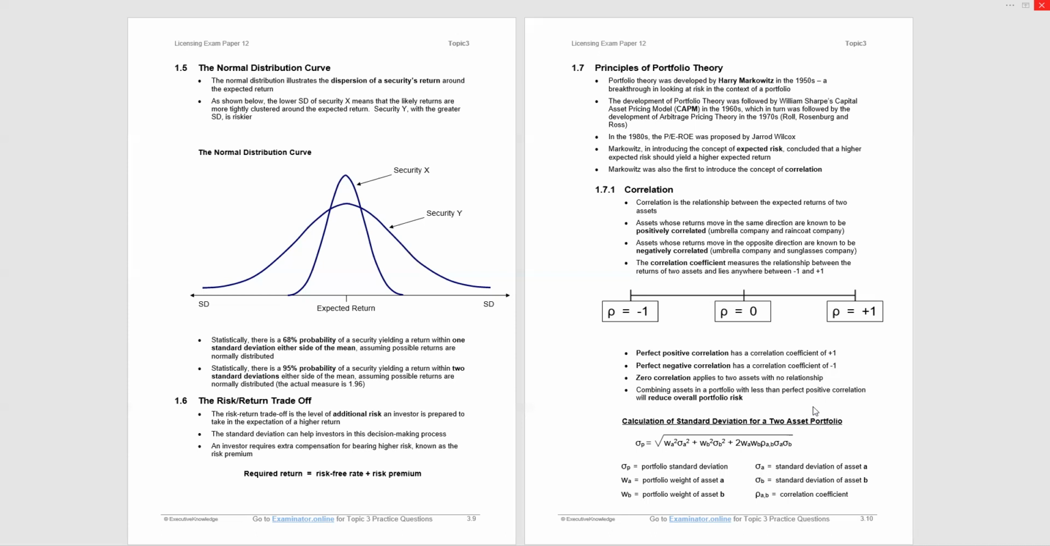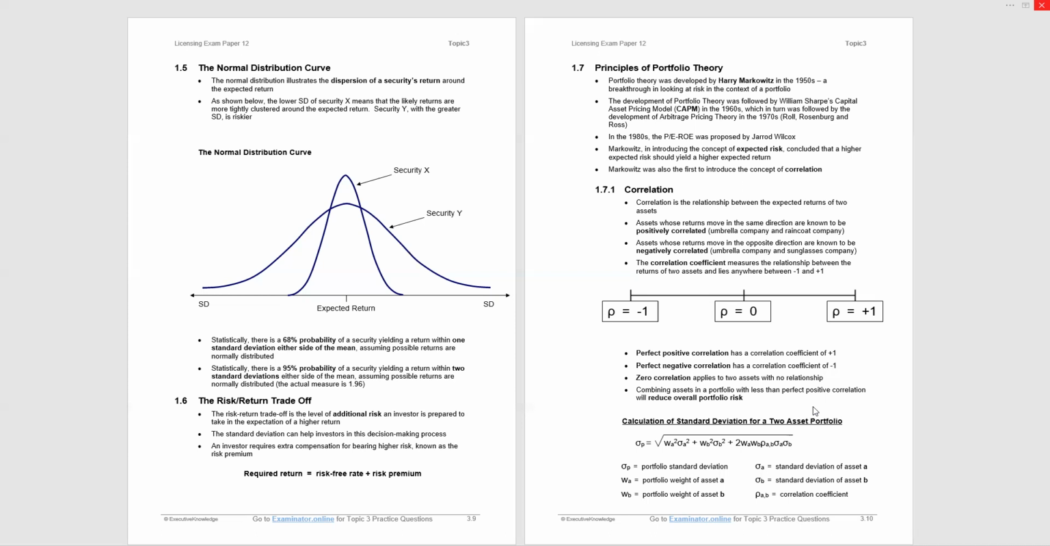So let's look at the points put forward, and then we'll reflect. We're told correlation is the relationship between the expected returns of two assets. Now, it can be more than two, but Markowitz did his work on two assets. And if you're examined on this, it will be two assets. The assets whose returns move in the same direction are known to be positively correlated. And we give you an example there of an umbrella company and a raincoat company. More it rains, more both companies make a return.